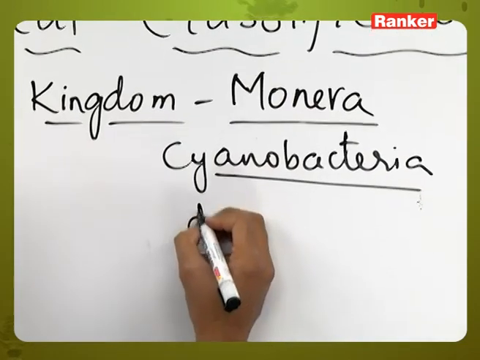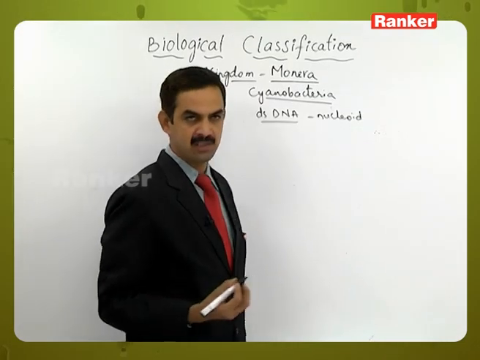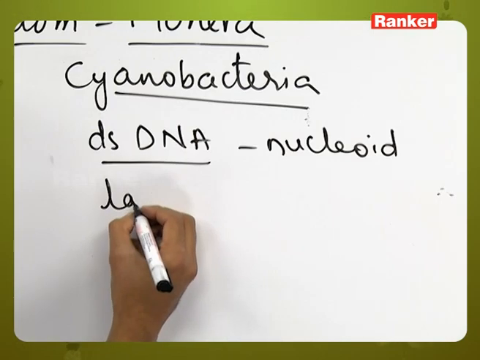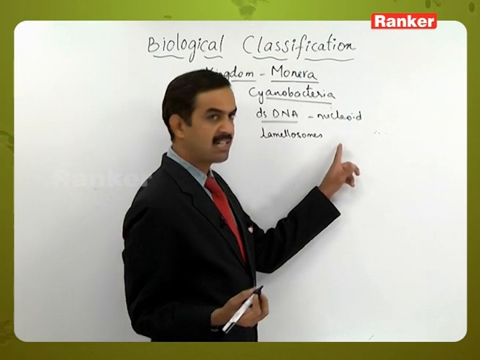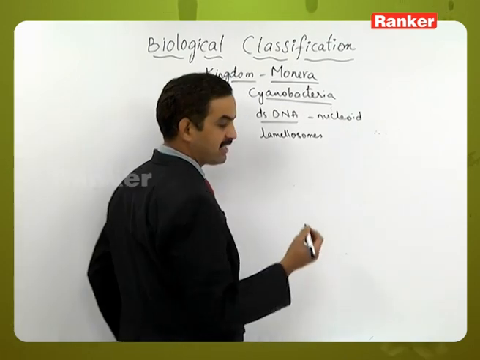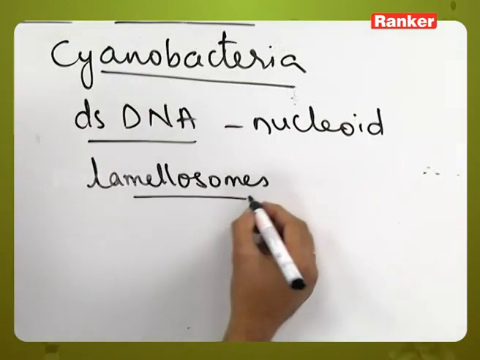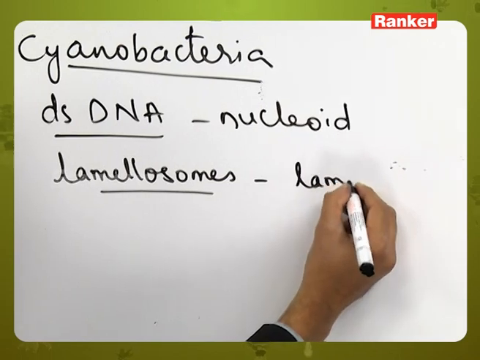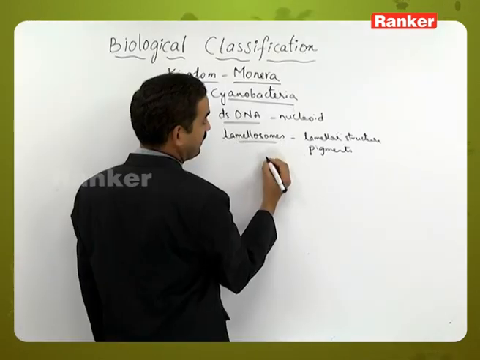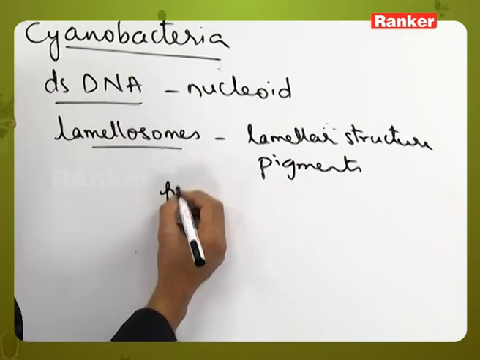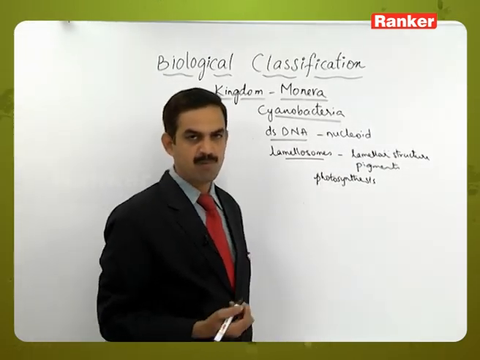The genetic material, as we discussed, is in the form of double-stranded naked circular DNA. So we call it a nucleoid, like that of the eubacterial members. And as we said, the pigments are present in special structures called lamellosomes. Lamellosomes are structures containing membranous lamellae which contain the pigments. The cytoplasm, as we discussed, contains 70S type ribosomes, and they lack other types of structures. As they contain chlorophyll A, carotenes and xanthophylls, they are concerned with photosynthesis, that is, they can perform photosynthesis and prepare their food materials.